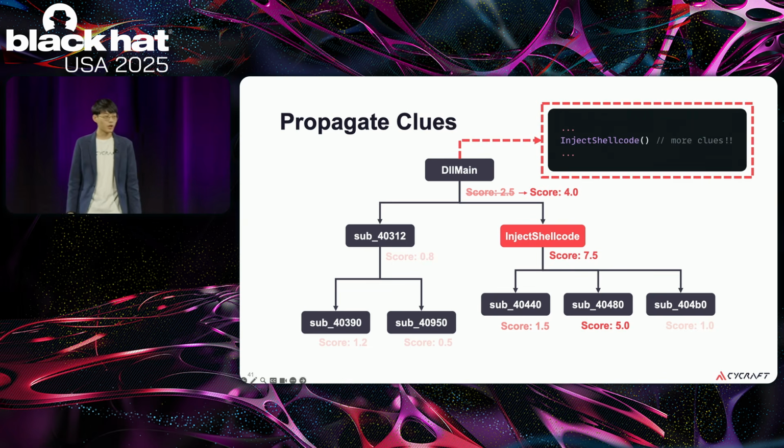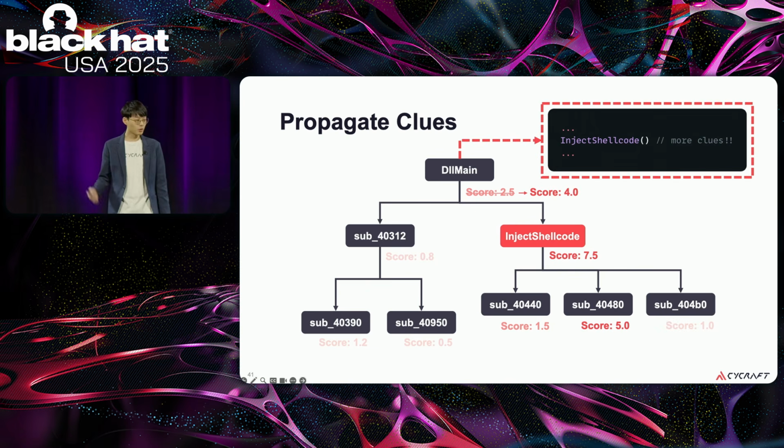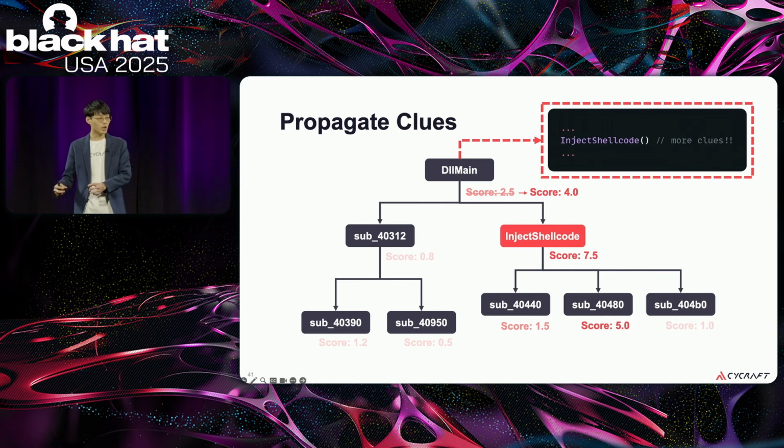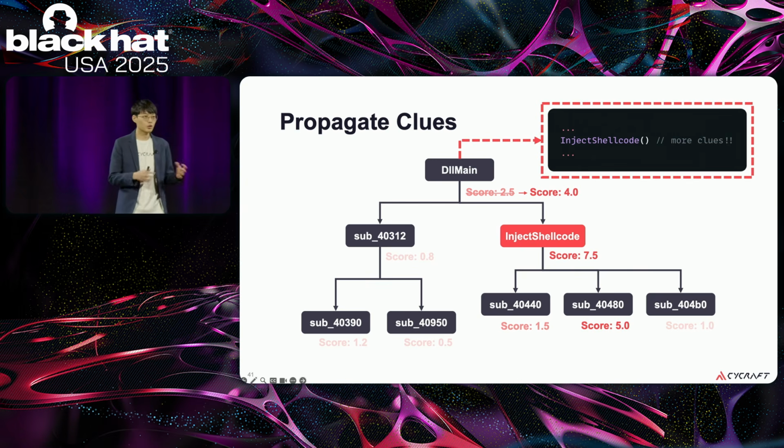And once we analyze the function, the analyzed functions also become powerful new clues. So for example, here the inject shellcode, after we analyze it in the DLMN, we will see that this inject shellcode is also a new clue. So that at some point, you know the DLMN is doing some inject shellcode behavior. So we will adjust the score for the parent function, and we will propagate this clue to the parent function.